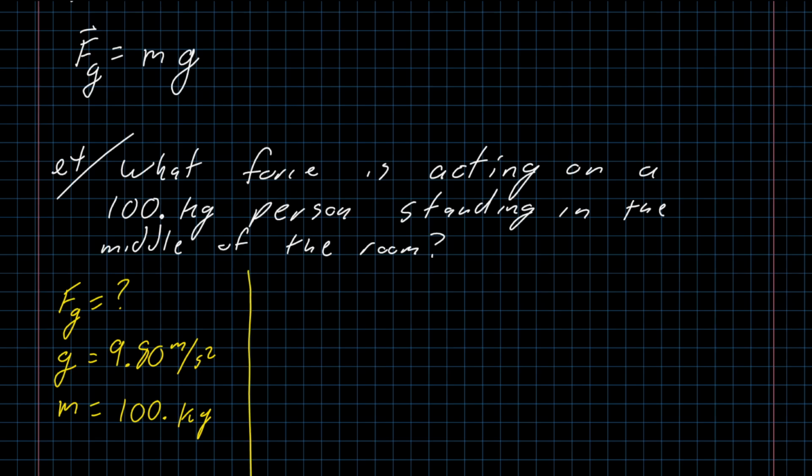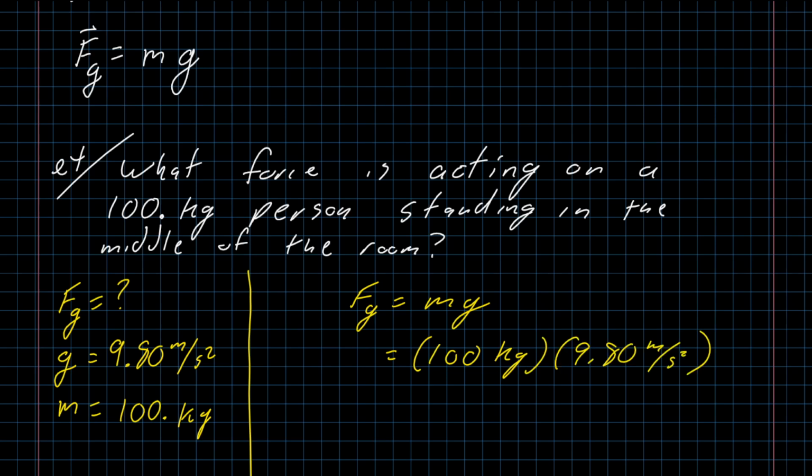And then we can multiply our 100 kilograms times 9.80 meters per square second. That gives us 980 kilogram meter per square second, and a kilogram meter per square second is a newton.